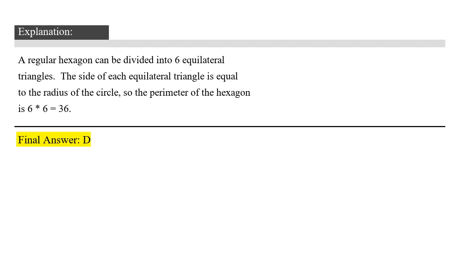A regular hexagon can be divided into 6 equilateral triangles. The side of each equilateral triangle is equal to the radius of the circle, so the perimeter of the hexagon is 6 times 6 equals 36.